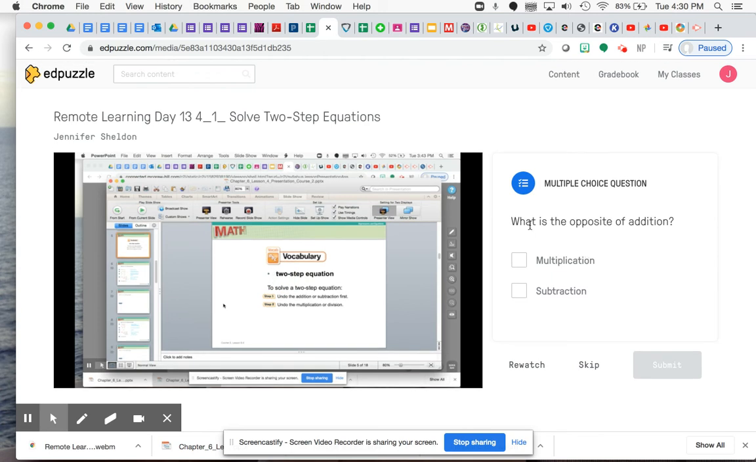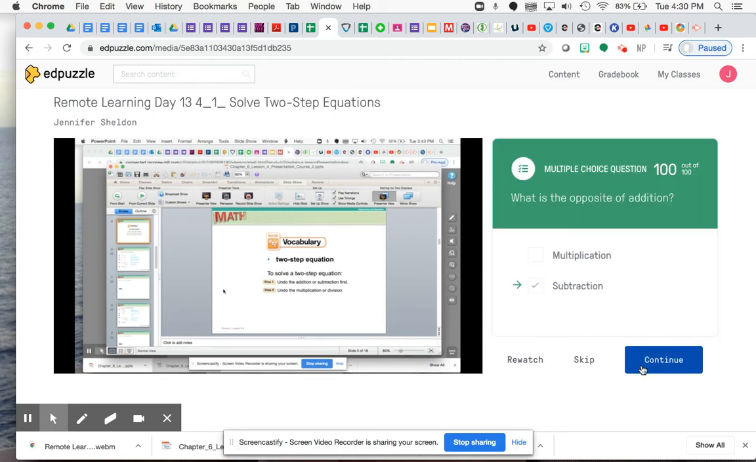All right, so what is the opposite of addition? You're going to see on your right-hand side the questions. You can rewatch, but I'm going to tell you right now you can't skip, just so you know. The opposite of addition is going to be subtraction. So you click it, and then you hit submit so that I can see what you've been doing so far.